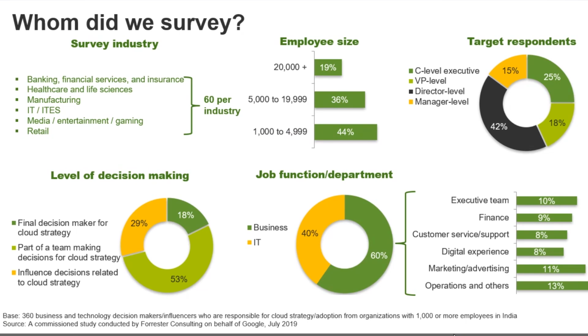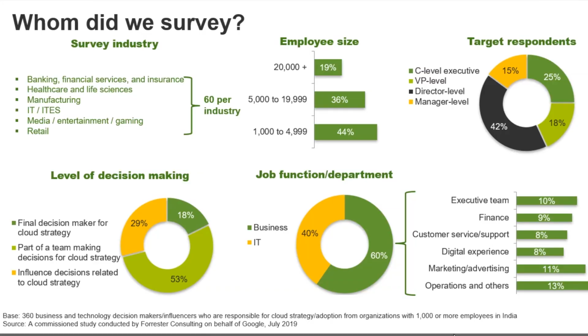So this was a pretty broad survey. Almost 360 business and technology decision makers were surveyed as part of this. It was spread across 6 different industries. Right at the top left corner of the slide, you'll see them, and across multiple sizes of the company in terms of employee size as well as revenue. Most of the executives were senior executives, director level and above. The level of decision making was also pretty senior. So we kind of truly went to the influencers and the decision makers in the organizations. Quite a few of them were from business and just under half of them from IT as well. And then this spread across multiple job functions.